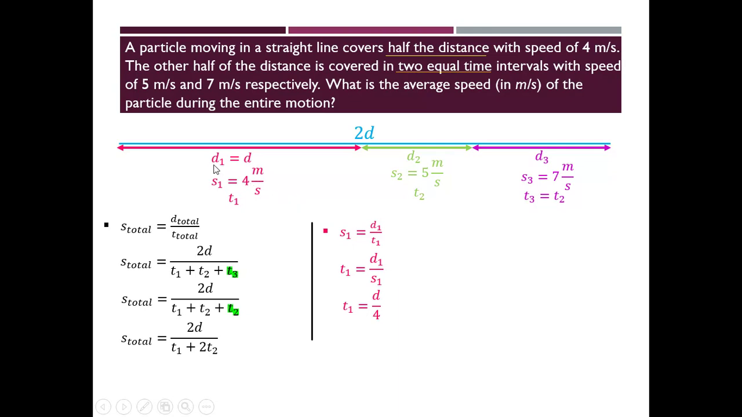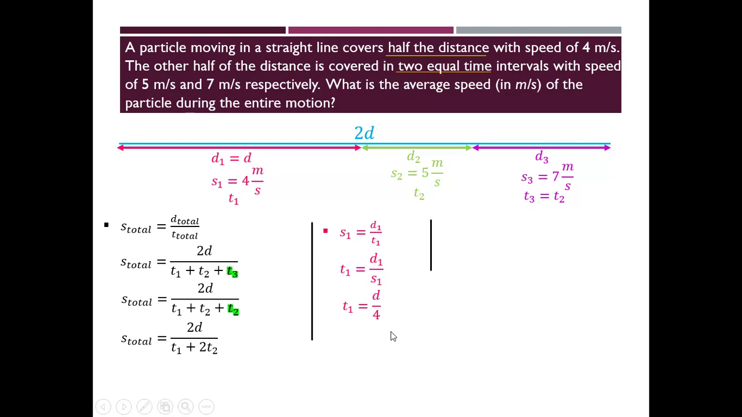D1 is just D. Once again, the first segment is half of 2D, which is just D, right? 2D divided by 2 is just D. That's why this is now just D without any subscript. So all I did was replace D1 with D because that's a true statement. Well, what's S1? S1 is 4 meters per second. So I'm just going to leave the meters per second out here, just to keep my equations clean.